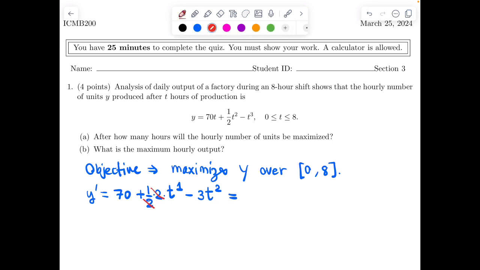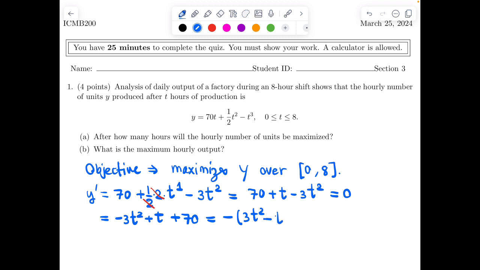You see here the 2 can be cancelled. So you end up with 70 plus t minus 3t squared. Now we're gonna set this to 0 and find critical values in terms of t. So we're gonna rearrange. We take minus 3t squared plus t plus 70, and then I'm gonna factor out the negative. So we get 3t squared minus t minus 70. We want this to be 0.